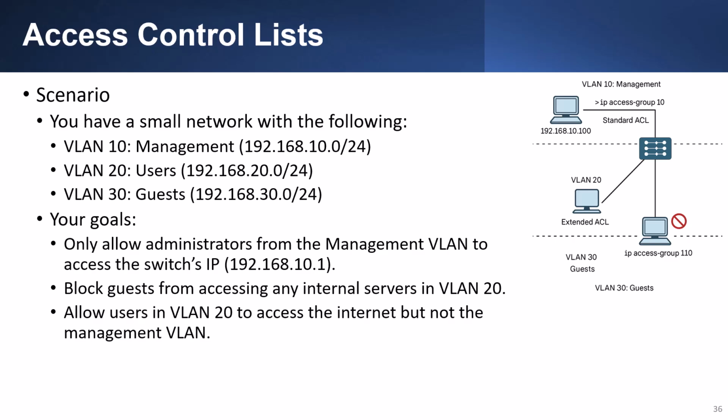Here's a scenario. You have a small network with the following VLANs. VLAN 10, which is your management, VLAN 20, which is used for users, and VLAN 30 is for guests. Your goals: only allow administrators from the management VLAN to access the switch's IP 192.168.10.1. Block guests from accessing any internal servers in VLAN 20, and allow users in VLAN 20 to access the internet, but not the management VLAN.